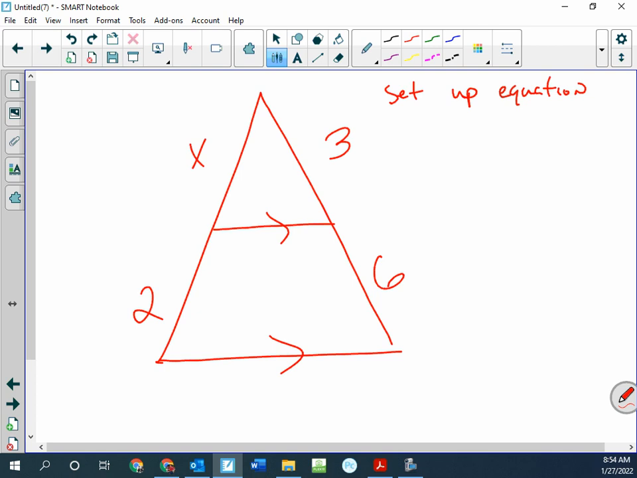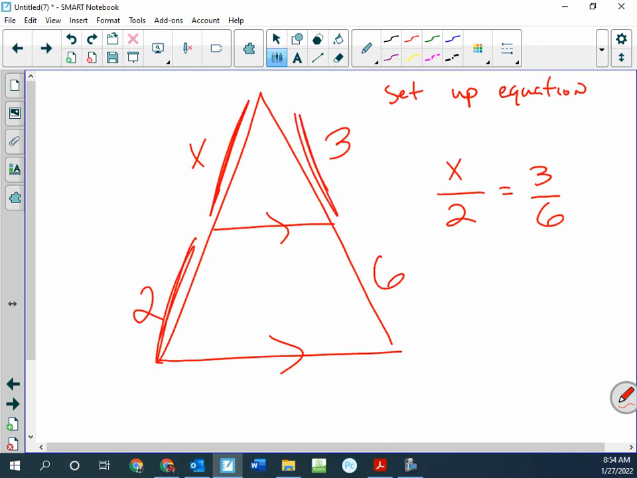Okay, so most of us are saying x over 2 equals 3 over 6. Yeah, so you just want to match up the same parts. That's top over bottom equals top over bottom.